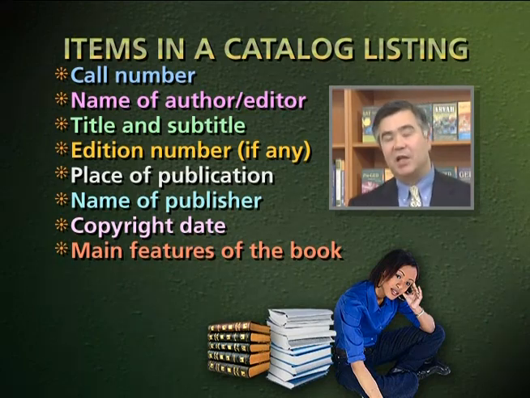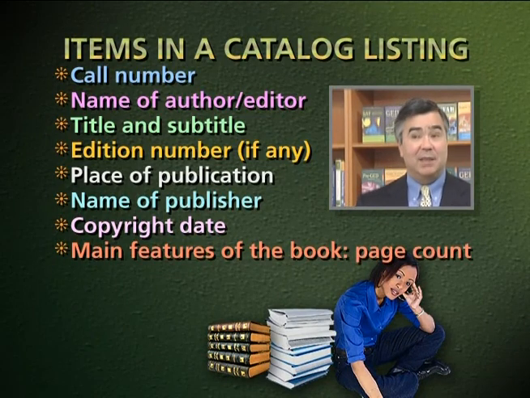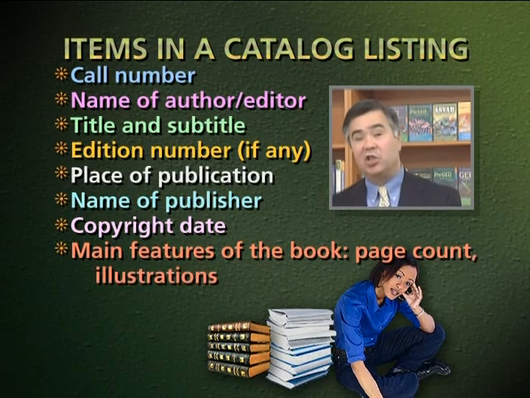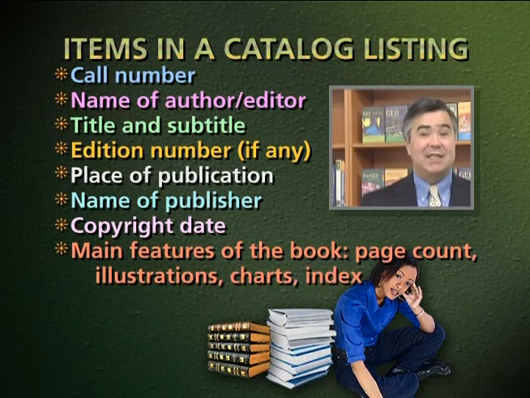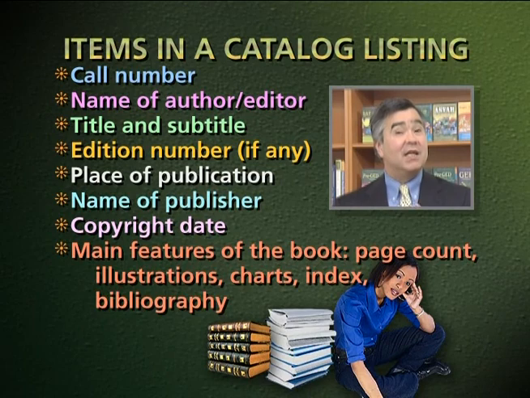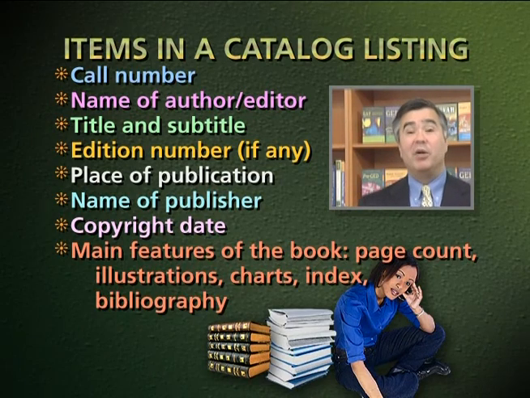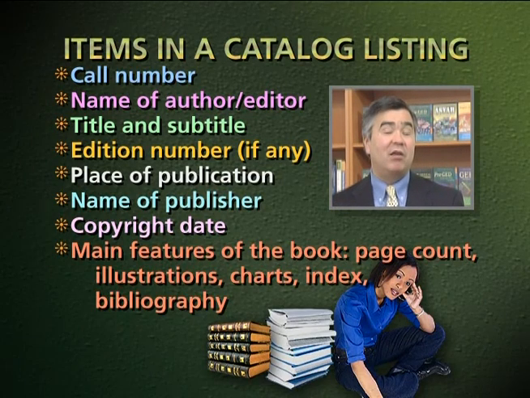The catalog listing will also list some of the main features of the book. For example, it'll show you how long the book is, the page count, whether or not it has illustrations, charts, whether there's an index, whether there's a bibliography. These kinds of details are not needed for your bibliographic information, so you don't have to write them down, but take a close look at them, because they will give you a clue as to how useful and helpful the book is likely to be. If you're looking for a lot of good basic background information on an important topic, a book that's 64 pages is not likely to be very helpful. A book that's 400 pages is much more likely to have what you need.